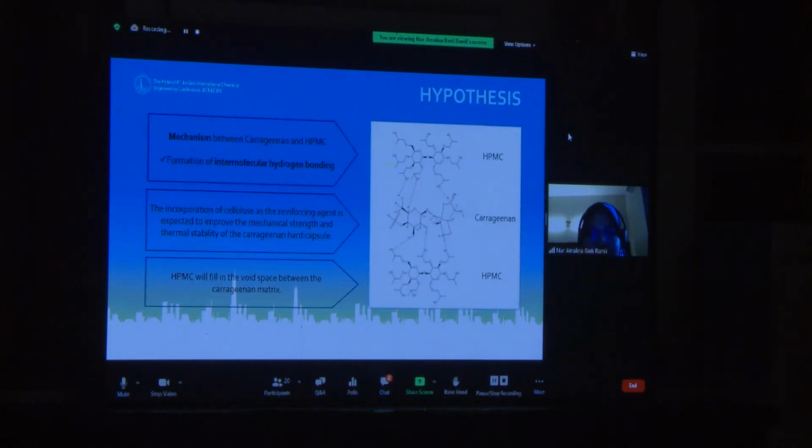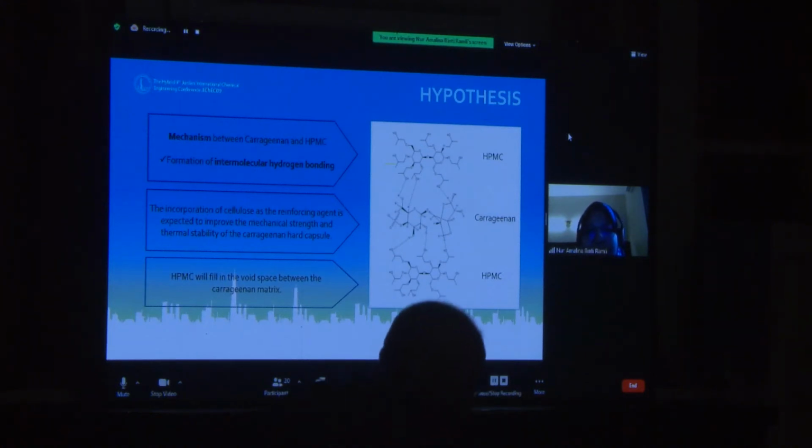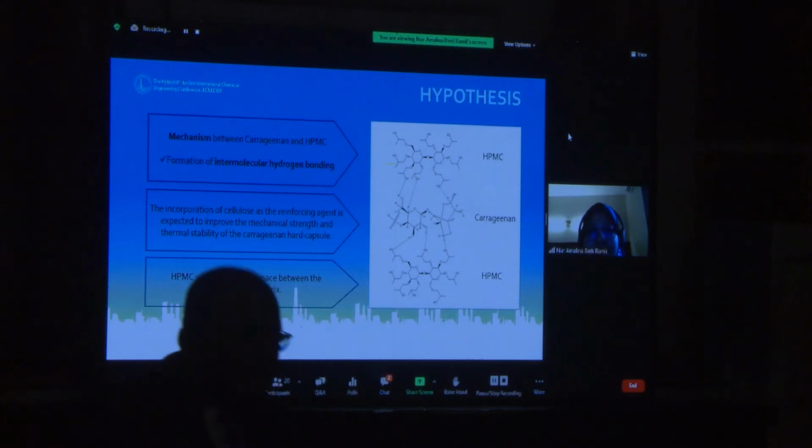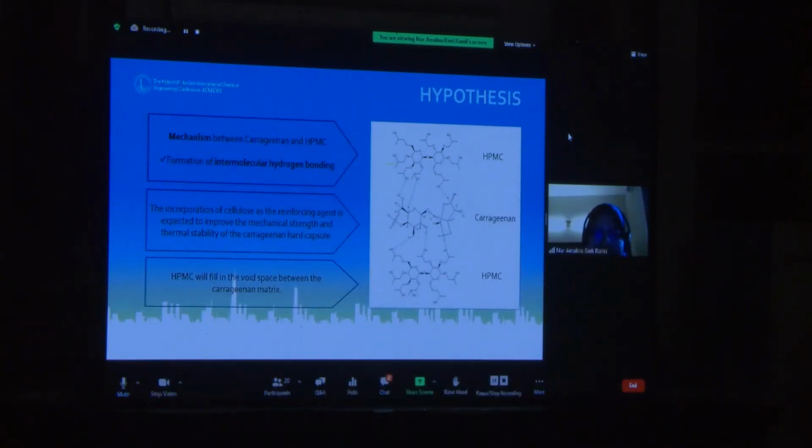So this is the hypothesis. In the reinforcement of the hard capsule, the formation of an intermolecular hydrogen bonding network between carrageenan and HPMC is hypothesized as the mechanism to improve the mechanical strength and thermal stability of the carrageenan hard capsule. So this cellulose will fill in the void space between the carrageenan matrix.